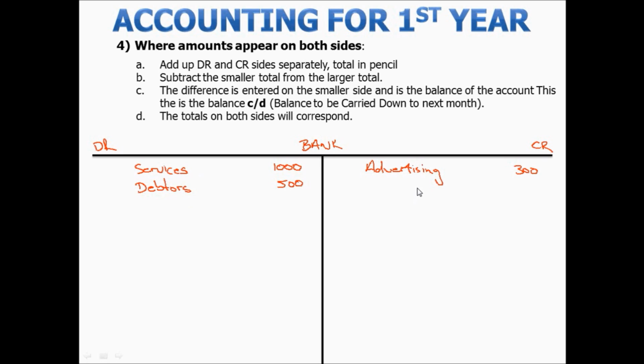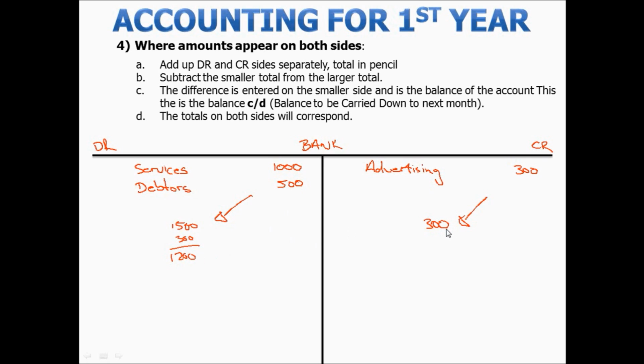We would then do a calculation to total on either side in pencil the different accounts, just to make the mathematics of the sum that we need to generate slightly easier for ourselves. So on the debit side, this would total R1,500, and on the credit side, it would be R300. We would then subtract the smaller total from the larger total. In this case, 300 from 1,500, which would leave us with 1,200.